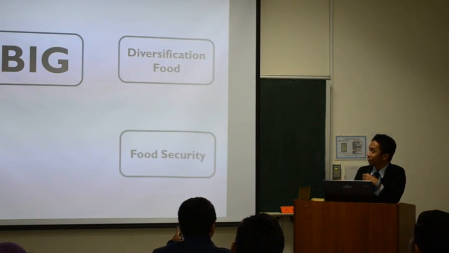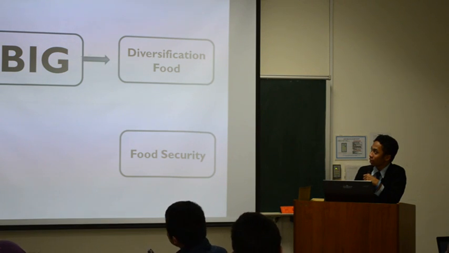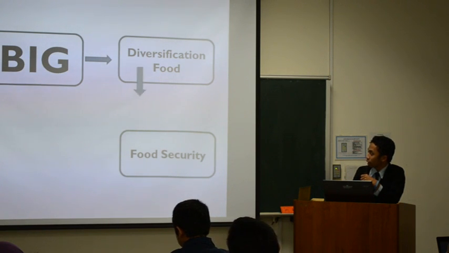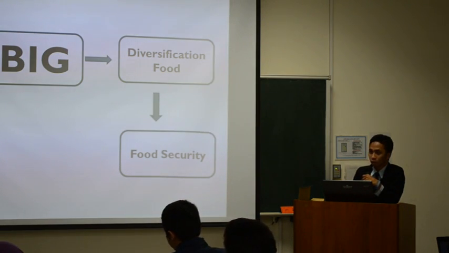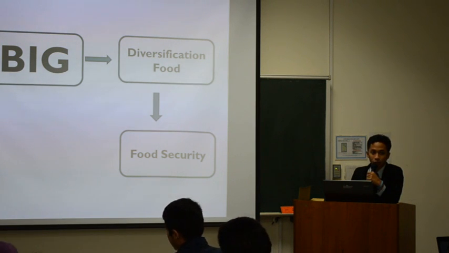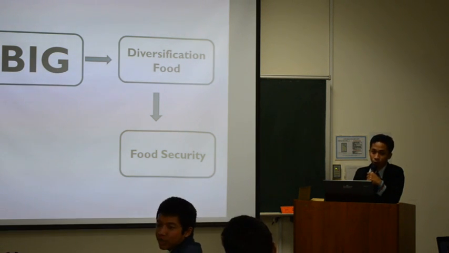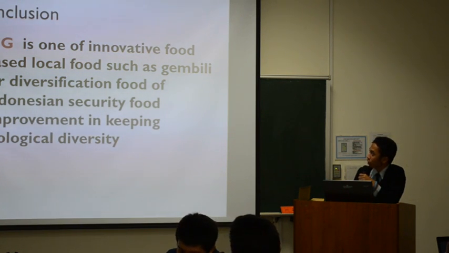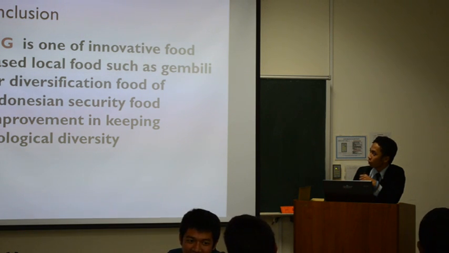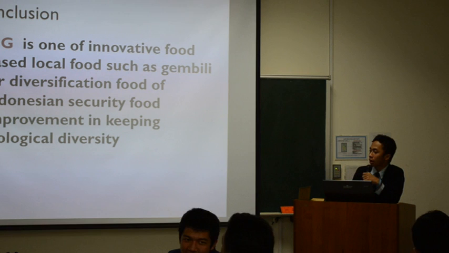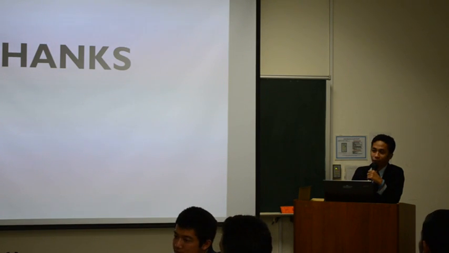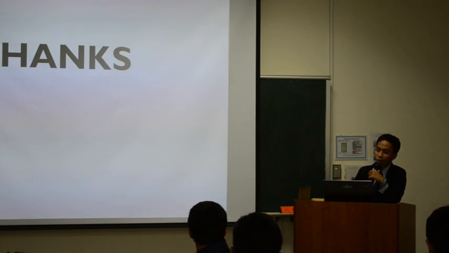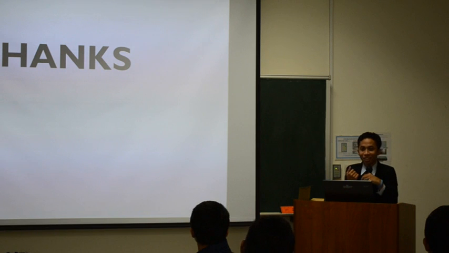It is in Banyuwangi. So that is the big Gambili for diversification of food, and lastly for food security. It is not a research paper, just a literature paper. So the conclusion is that the big Gambili is one of the innovative foods based on local food such as Gambili for diversification of food, for Indonesian food security, and keeping biological diversity. Okay, thanks for my presentation. I hope we can discuss it anytime.